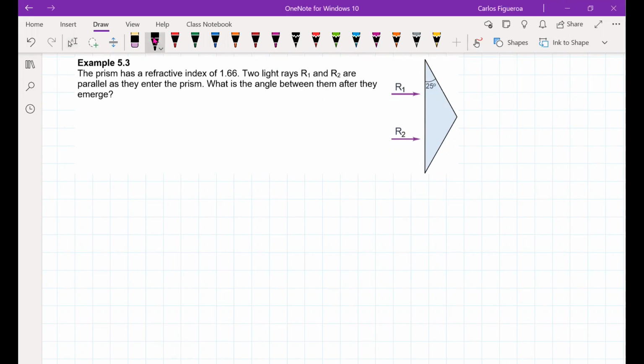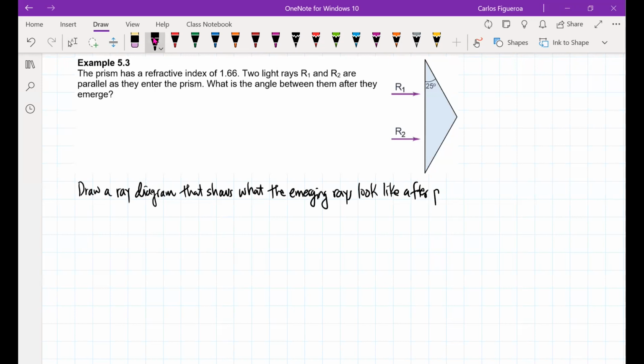So the first thing I've got to do here is draw a ray diagram that shows what the emerging rays look like after passing through the prism.